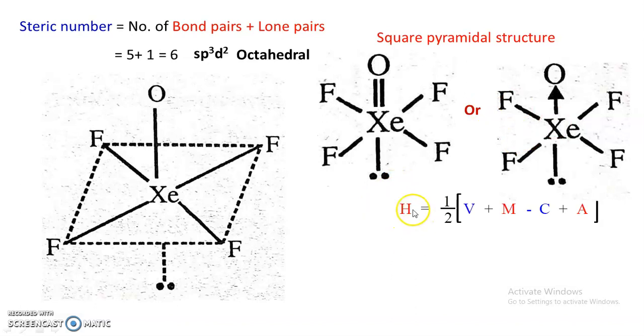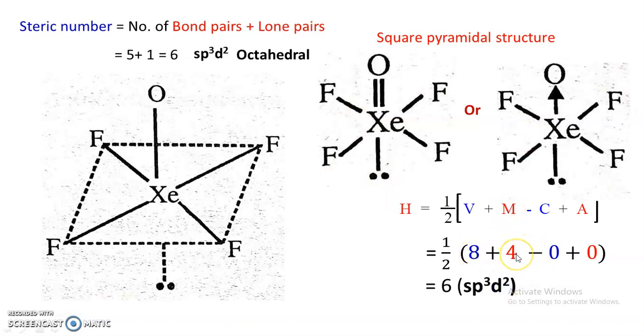Now alternate method, again the formula for getting steric number. H is equal to half V plus M minus C plus A, half into bracket 8 plus 4. Now 8, it is the number of valence electrons in xenon. 4, it is the number of monovalent atoms attached to xenon. Actually to the xenon 5 atoms are attached, 4 fluorine atoms and 1 oxygen atom, but oxygen is divalent and 4 fluorine atoms are monovalent. So M is equal to 4.